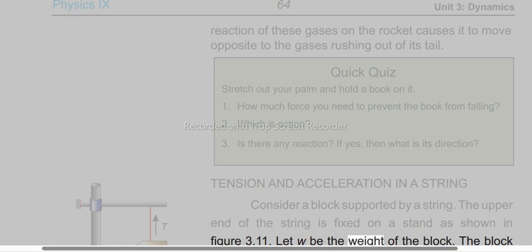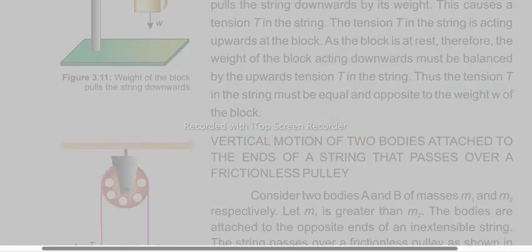Let W be the weight of the block. The block pulls the string downwards by its weight. This causes a tension T in the string. The tension T in the string is acting upwards at the block. As the block is at rest, therefore, the weight of the block acting downwards must be balanced by the upwards tension T in the string. Thus the tension T in the string must be equal and opposite to the weight W of the block.